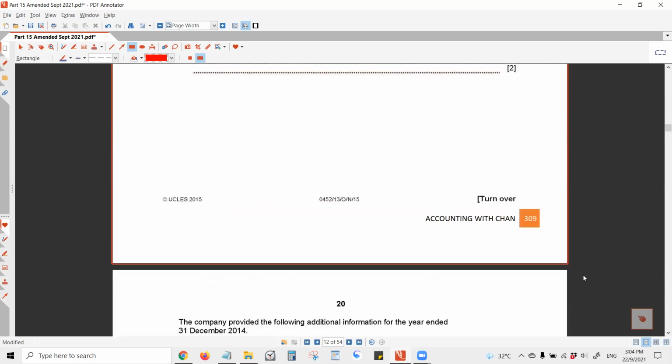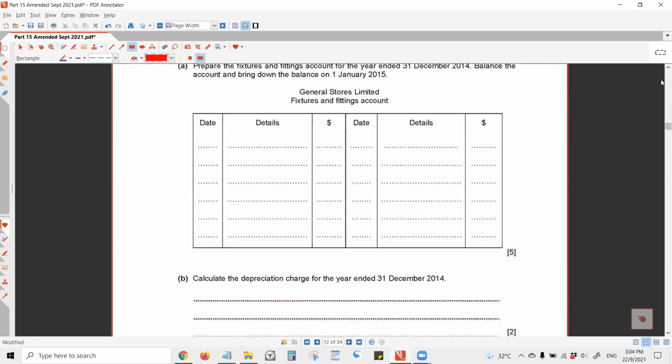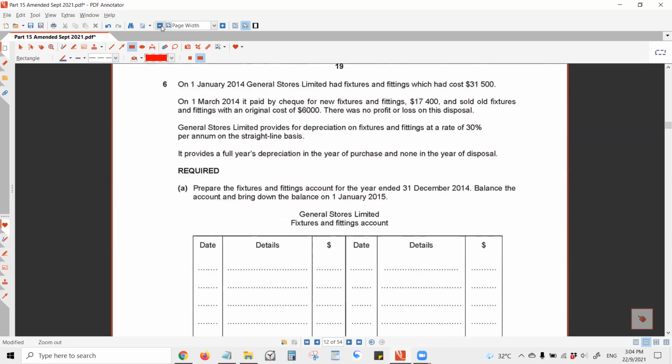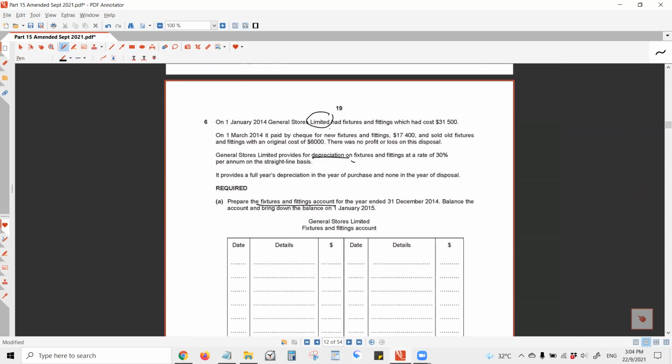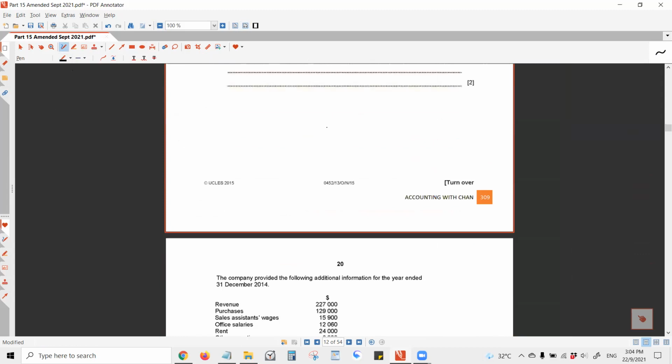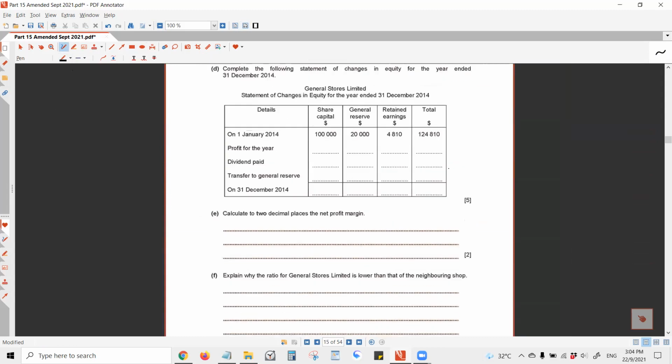Now, next question. Even though you see a company's question here, most likely it will overlap with another topic's question. An example is here. This is a company's question, but you have a fixtures and fittings account to do related to depreciation. That's almost always the case. You will see overlapping of topics in any question. Now let's move on to the next one.